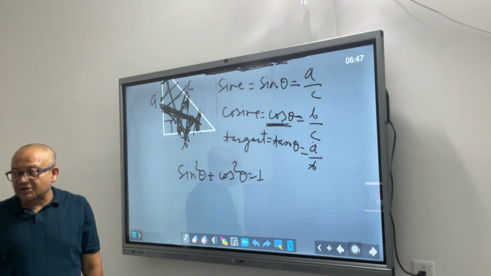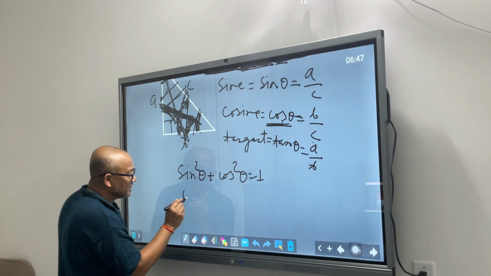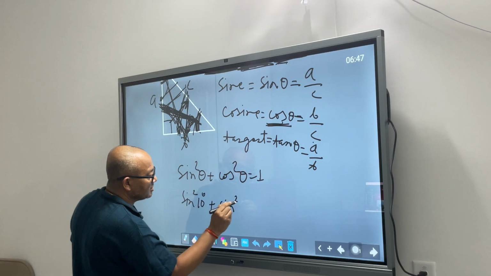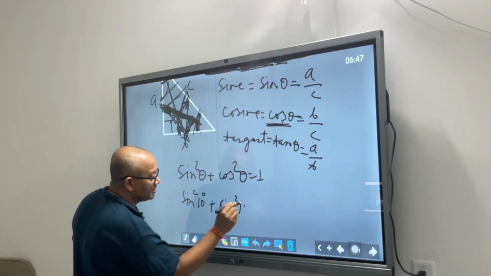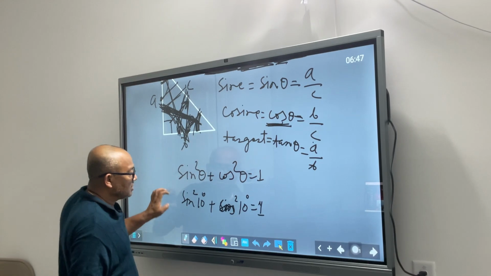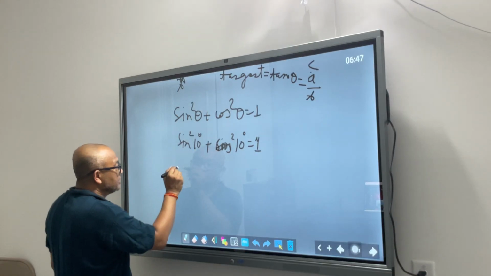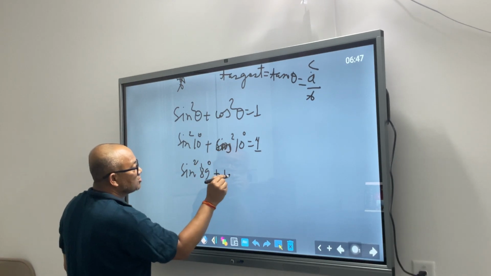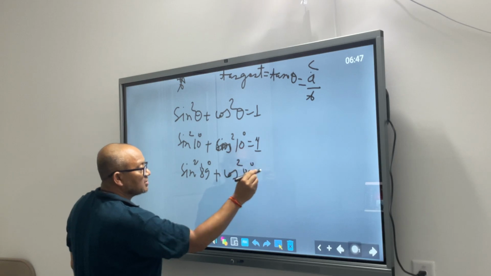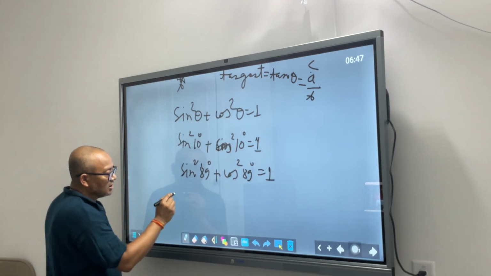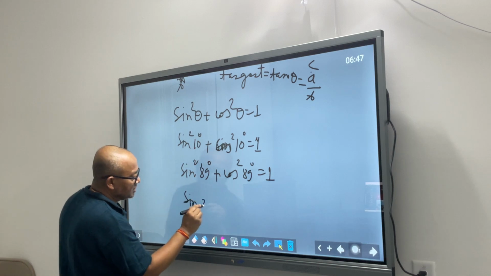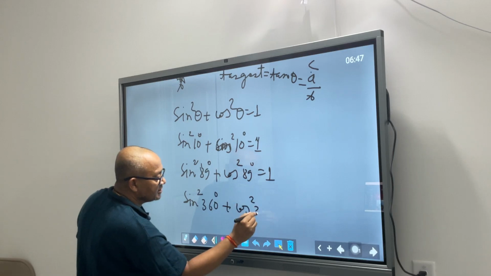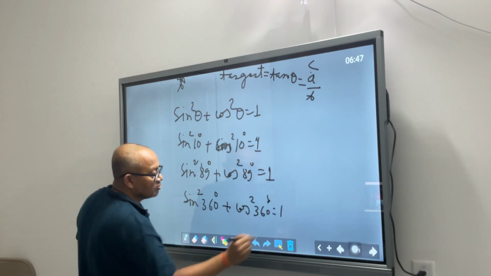sin square theta plus cos square theta equal to 1. Or in other words, if I say sin square 10 degree plus cos square 10 degree, it will be 1. If I go a little bit more crazy and say sin square 89 degree plus cos square 89 degree, this will also be equal to 1. I am still wanting to waste more time. I am saying sin square 360 degree plus cos square 360 degree equal to 1.